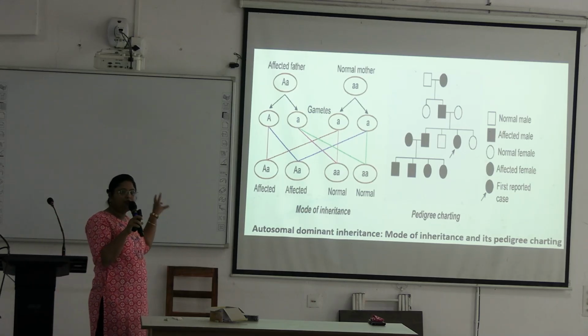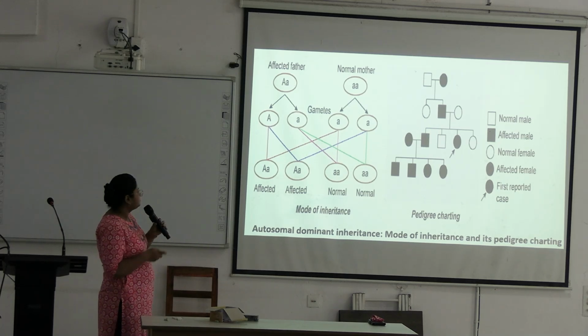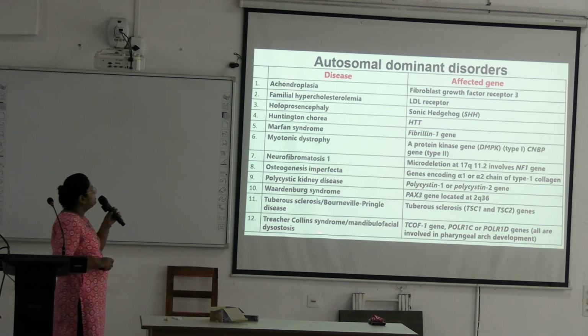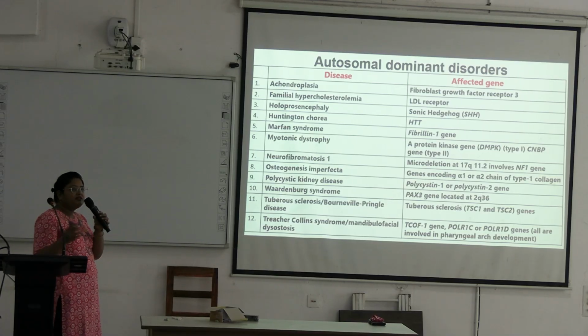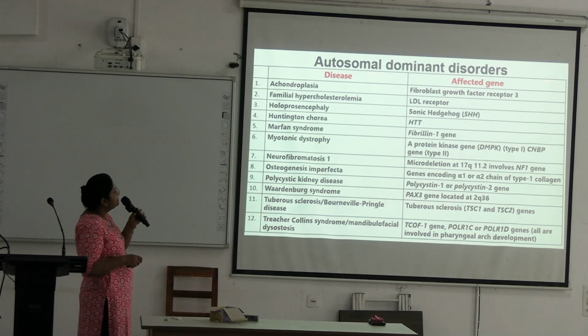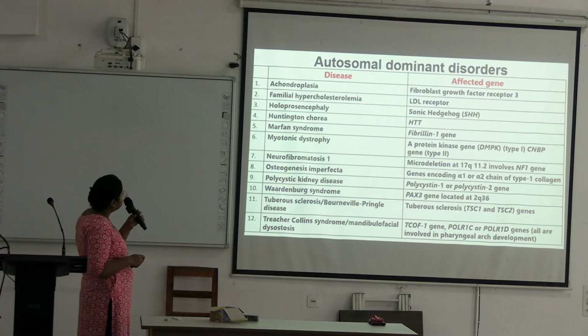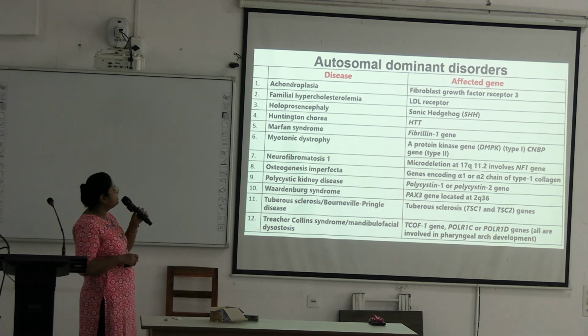The previous features we have discussed show what the pattern of inheritance will be and who will be involved. So these are the autosomal dominant disorders and the affected genes. Just remember one or two for example. Achondroplasia is autosomal dominant; the fibroblast growth factor receptor 3 gene is affected. Familial hypercholesterolemia, the LDL receptor gene is affected. Marfan syndrome, the fibrillin 1 gene is affected. Huntington chorea, the HTT gene is affected.